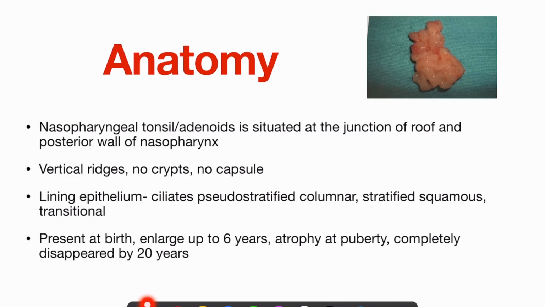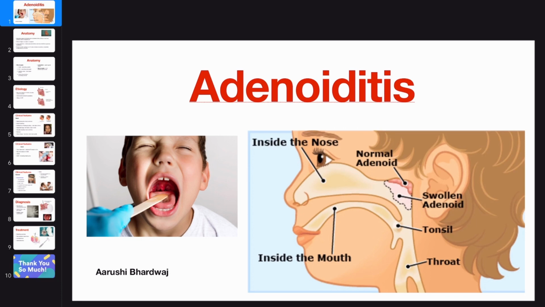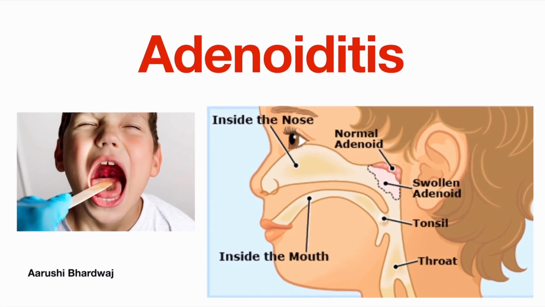So first let us look at the anatomy of adenoids, that is, what adenoids are, their blood supply, nerve supply and lymphatics. So adenoids is the nasopharyngeal tonsil and it is situated at the junction of the roof and the posterior wall of the nasopharynx. If you can see in this image, the adenoid is present between the roof and the posterior wall of the nasopharynx.